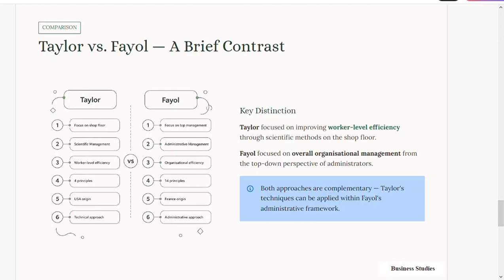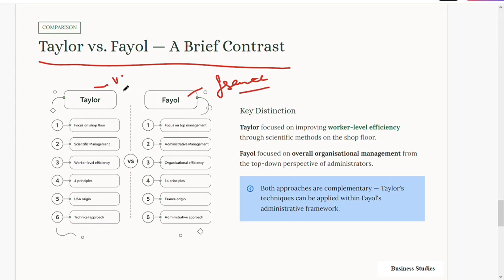Now Taylor versus Fayol, a brief contrast. Right from the beginning, not only for their work, we can say Taylor is a US person, Fayol is from France, a French person. He was a mining engineer, Taylor was a mechanical engineer. Focused on shop floor. Shop floor means factory level. If you don't remember shop floor management, then you can write factory management, right? Fayol focused on top management because he started from the top, whereas Taylor started from the factory level, right?